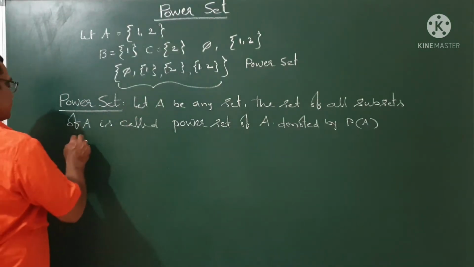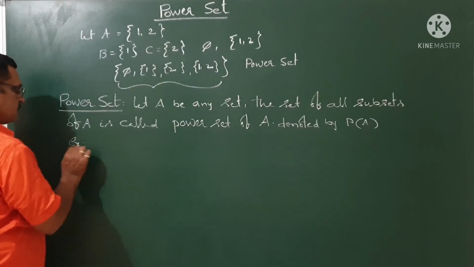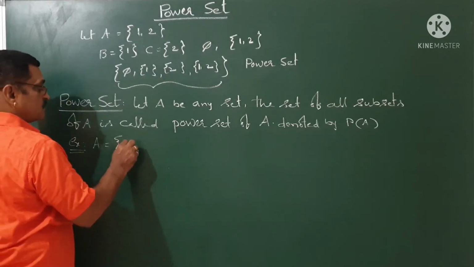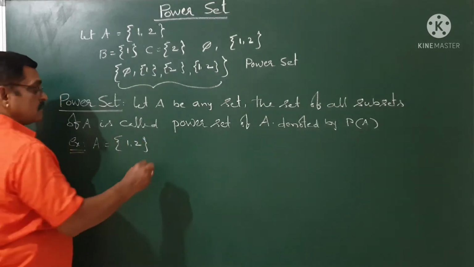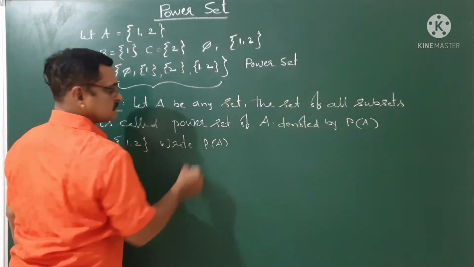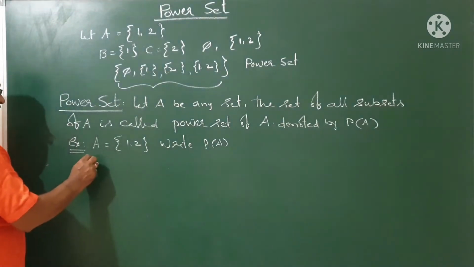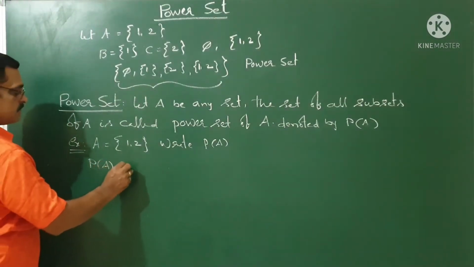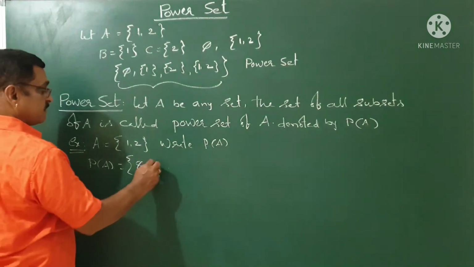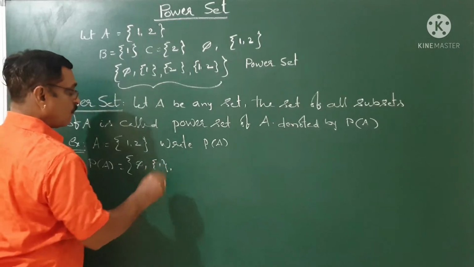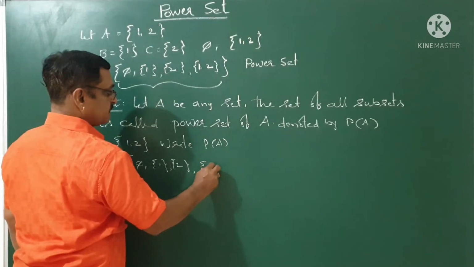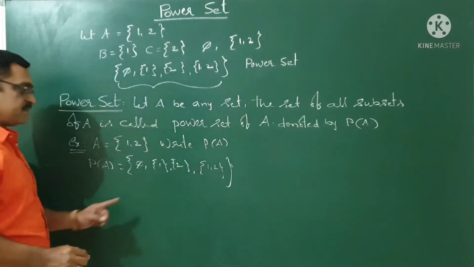Now write one example for this. Example: A is equal to {1, 2}. Write P of A. Now P of A is equal to, already we discussed this example. P of A is equal to, first I write the empty set. Next one I write {1}. Next one {2}. The next one, the set {1, 2} itself.